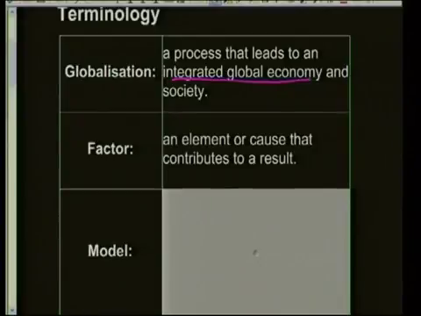When we have globalization, they speak about how our borders no longer exist, we're sharing information, we're sharing technology, and all of those things come into the specific topic of globalization.